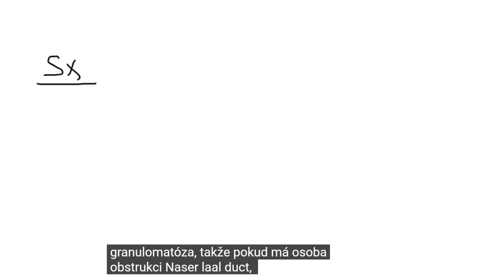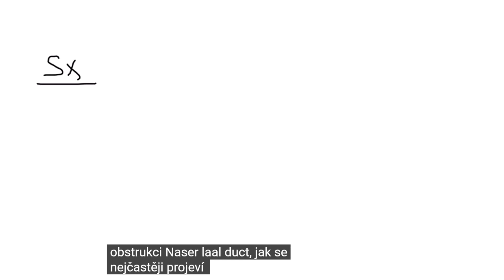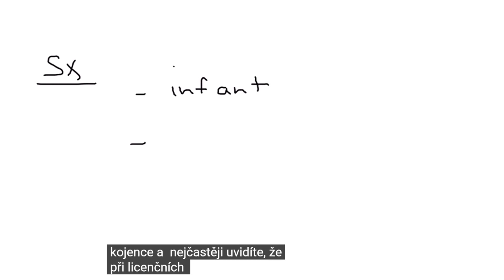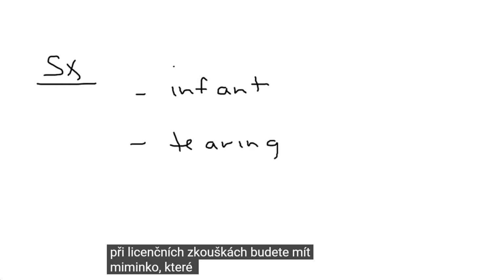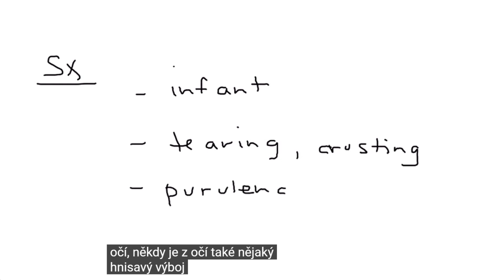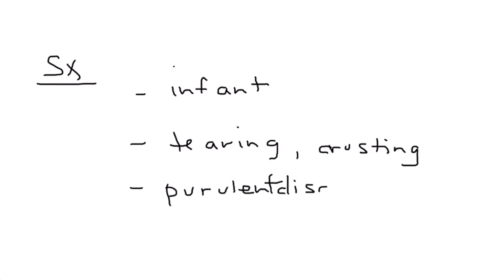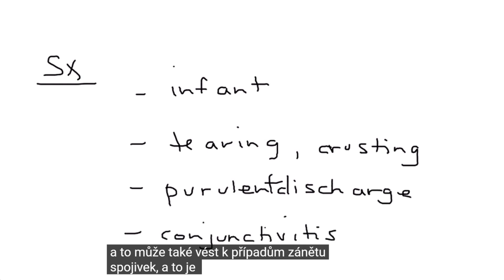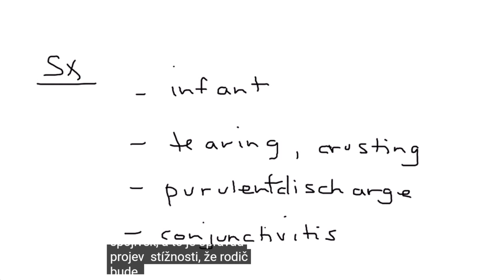So if a person does have nasolacrimal duct obstruction, how will they present? Well, most commonly the clinical vignettes involve an infant, and most commonly you'll see that in a licensing exam. You'll have a baby that's tearing a lot, crusting of the eyes. Sometimes there's also some purulent discharge from the eyes. And this can also lead to cases of conjunctivitis. And that's really the presenting complaints that the parent will have.